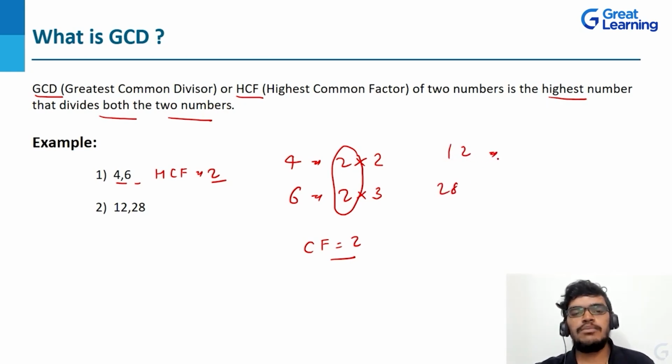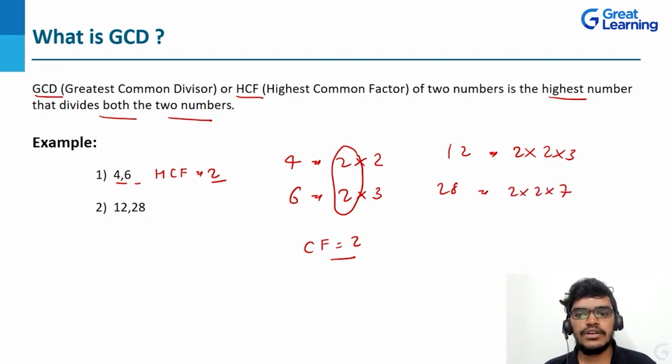So which numbers can divide 12? We know that 2 can divide 12, and then even 4, right? So I can write 12 as 2 into 2 into 3, and 28 as 2 into 2 into 7, right? Now I can also write 12 as 4 into 3 and 28 as 4 into 7.